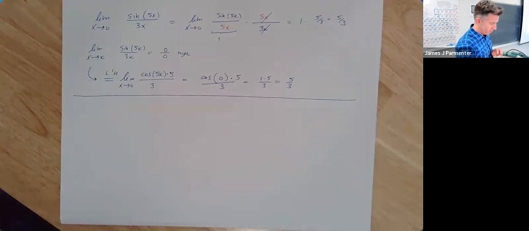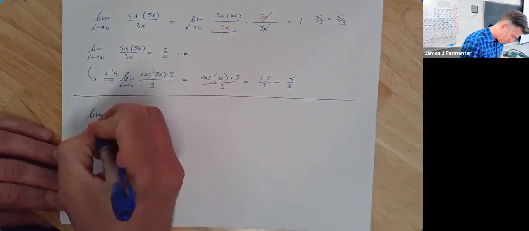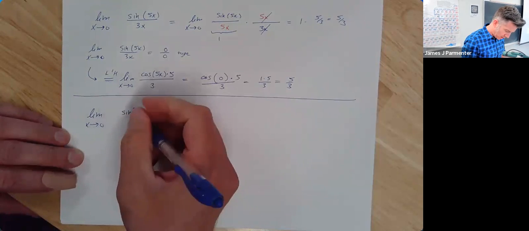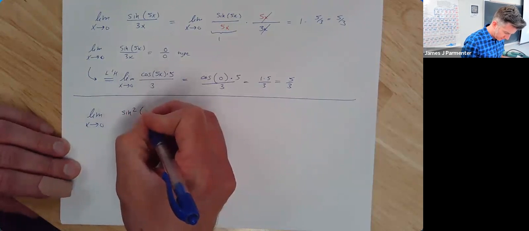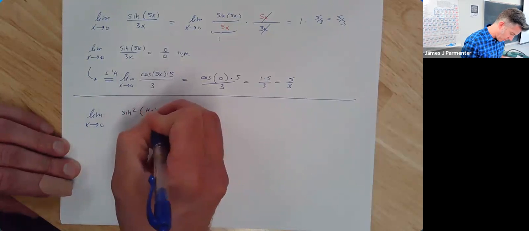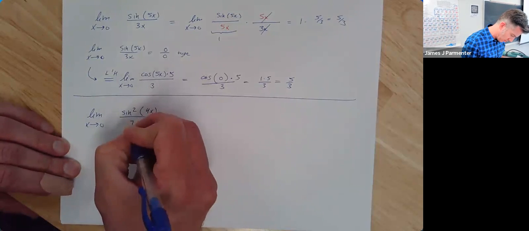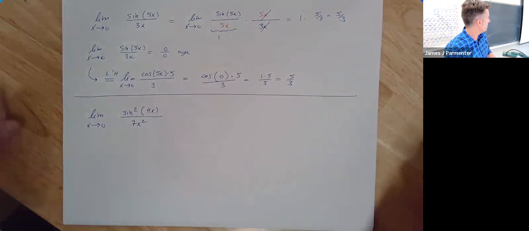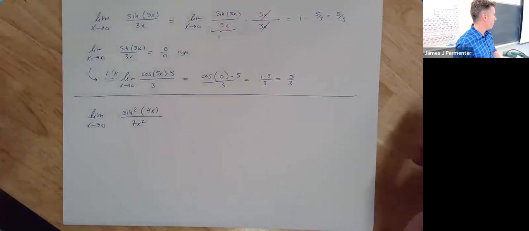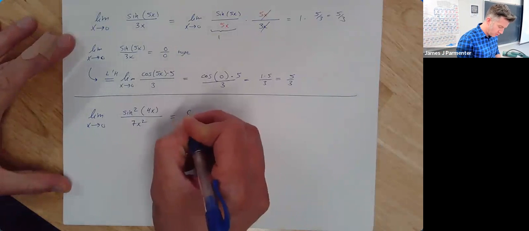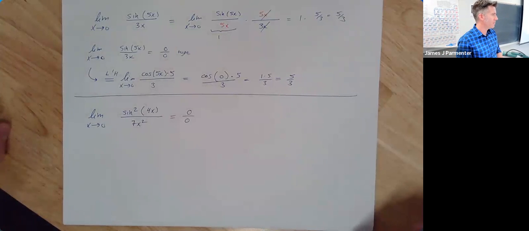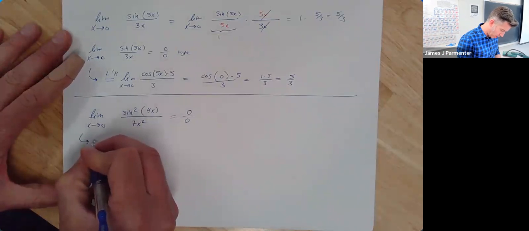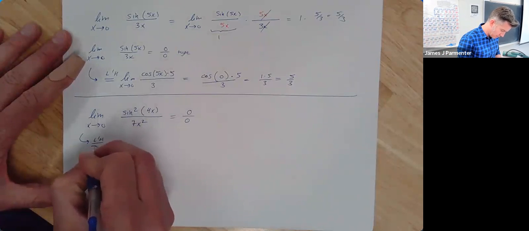Let me show you one more. I don't know if she'll ask you one like this, but it's a question I've asked in the past. The point of this question has been to point out that although you can use L'Hopital's rule, it's not always a good choice. So here's a limit as x approaches 0 of sine squared of 4x over 7x squared. It is for sure a 0 over 0 type, so we can use L'Hopital's rule. I'm going to point out to you that it's probably not the best way to do this.